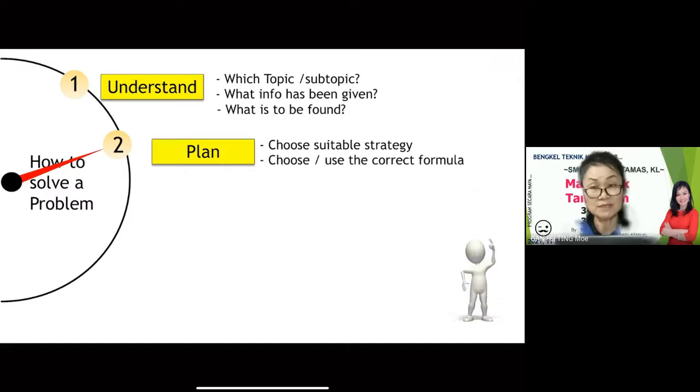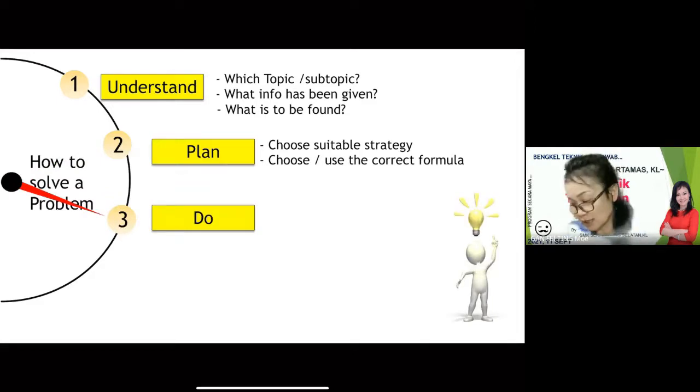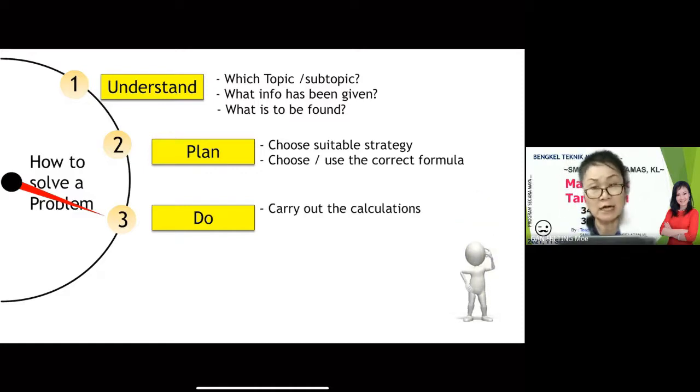Okay, after choosing the strategy plan, what else do you need to do? If it involves a formula, make sure that the formula you use is the correct formula. Don't simply write a formula. If the formula is given on the front page, copy that formula properly, then fit all the information into the formula and start to solve. When you carry out your plan, it means that you are now doing your calculation.